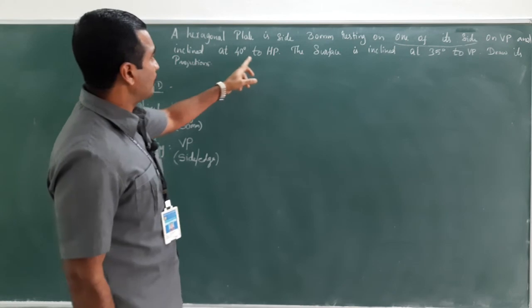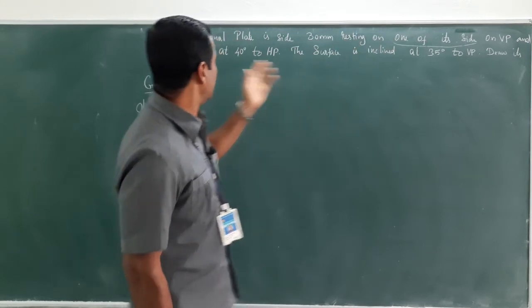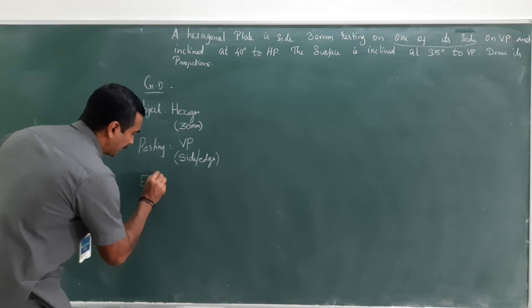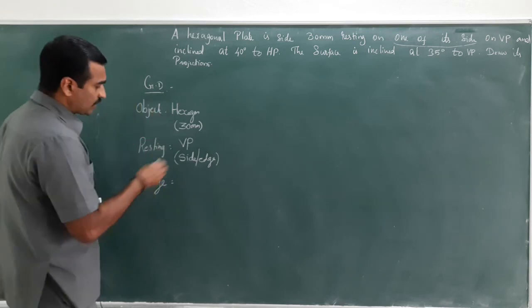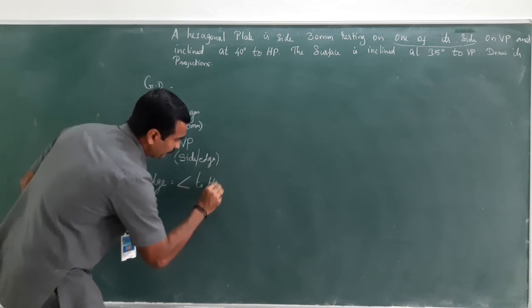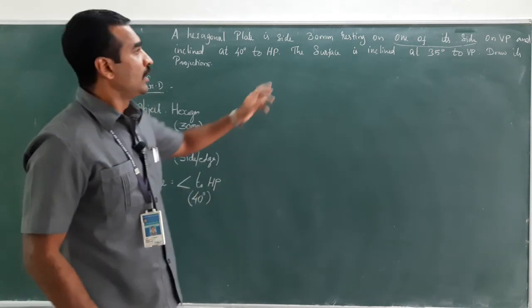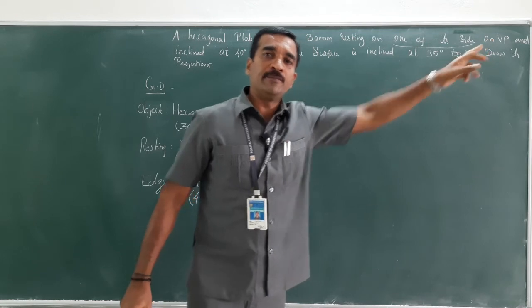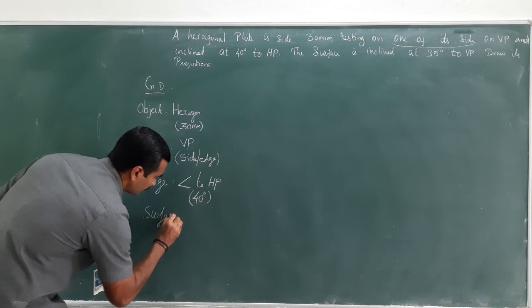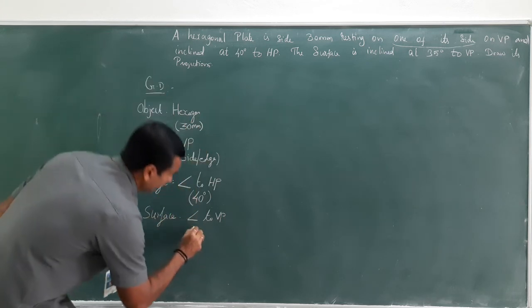And inclined at 40 degree to HP. What is inclined? That particular side or edge is inclined at 40 degree to HP. So edge or side is inclined at 40 degree to HP. The surface is inclined at 35 degree to VP. Where is the surface inclined? The surface is inclined to VP at 35 degree.